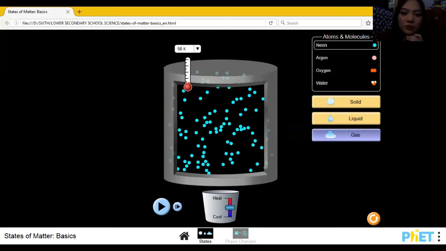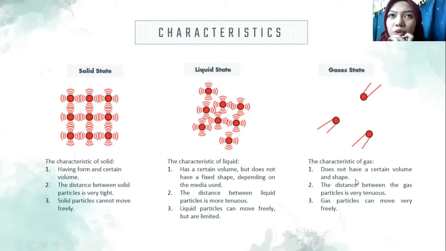Okay, we jump to the PowerPoint again. So the shape changes every time, and the volume also. And the second is the distance between the gas particles is very tenuous. Yes, like this. So the gas particles can move freely, and the attraction in the solid state is very strong. And then this is the medium, and then this is the weak.